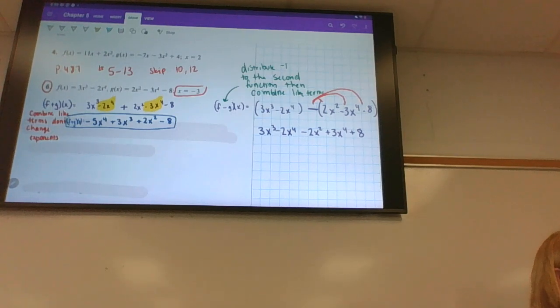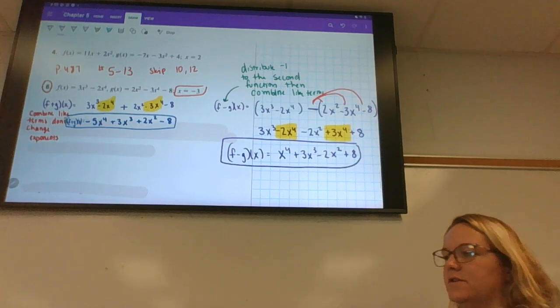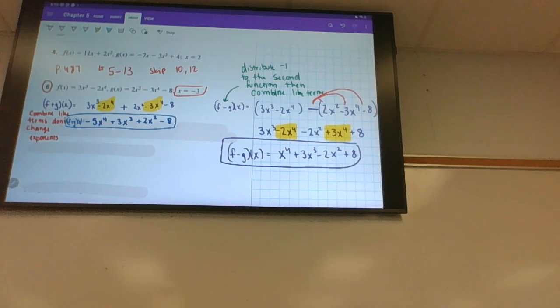Any questions so far? Okay, so where are my like terms now? My negative 2x to the fourth is the same, but the 3x is positive here. There's the difference between f and g. Any questions?